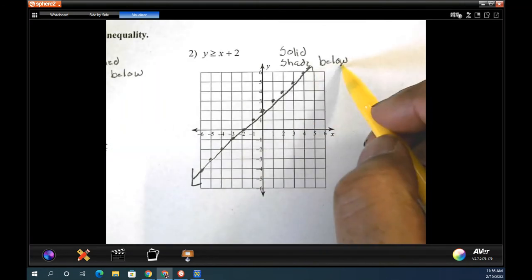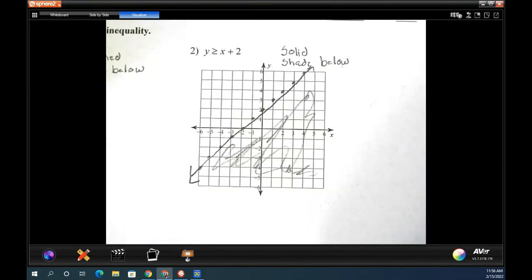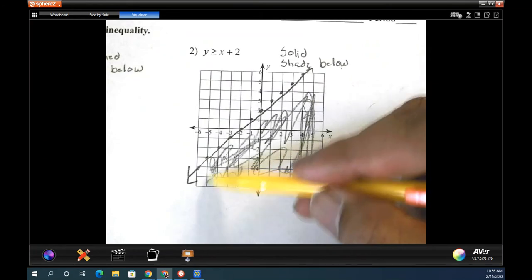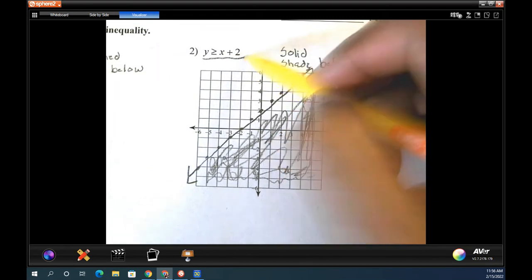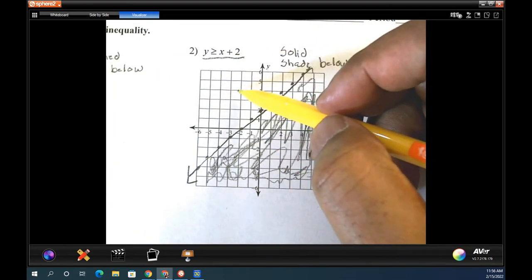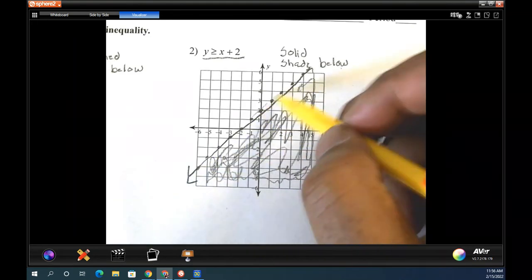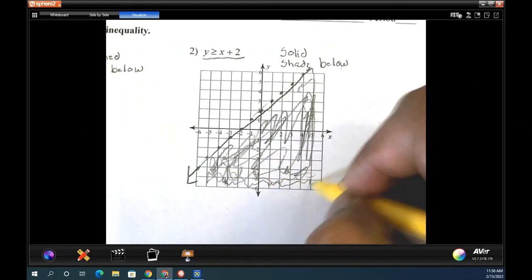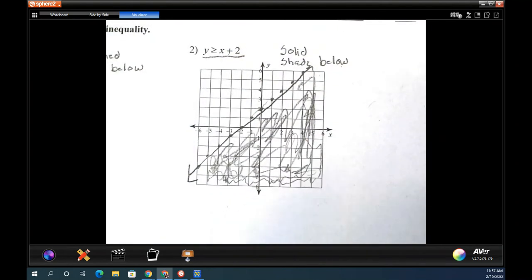Now, we've already said shade below. Now, what I didn't say was this. The reason we're shading is that everything in the shaded area makes this inequality true. These up here make it false. Now, since it's a solid line, it includes all these points on the line. They all make it true. If it was dashed, you cannot include any points. So here's everything that solves this inequality.